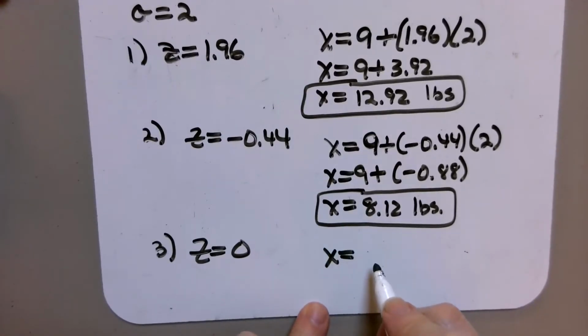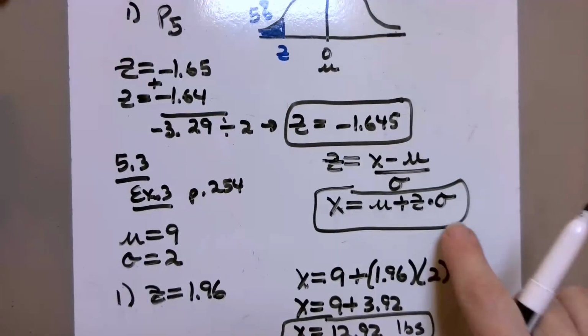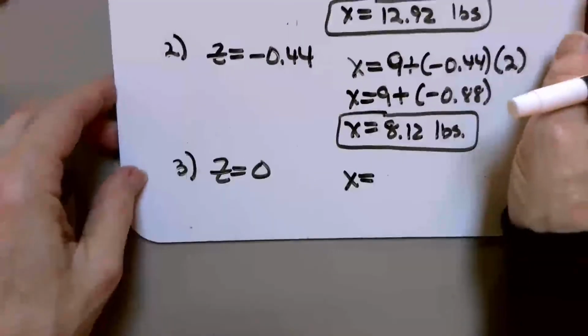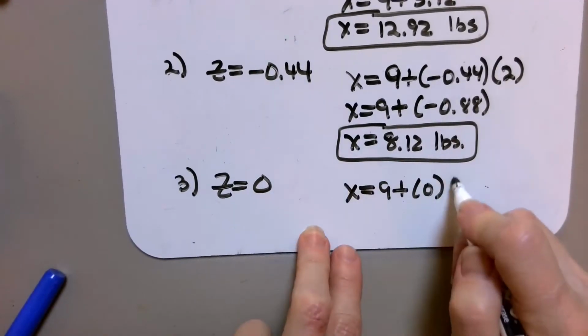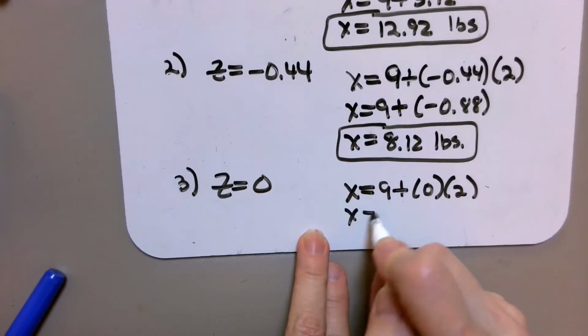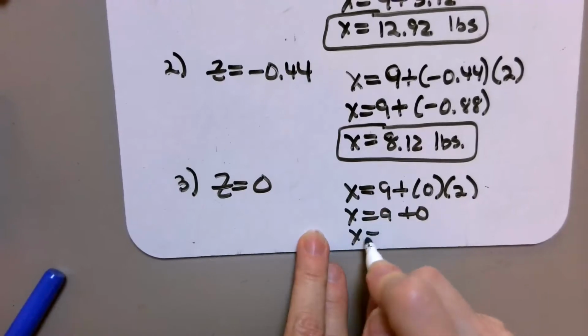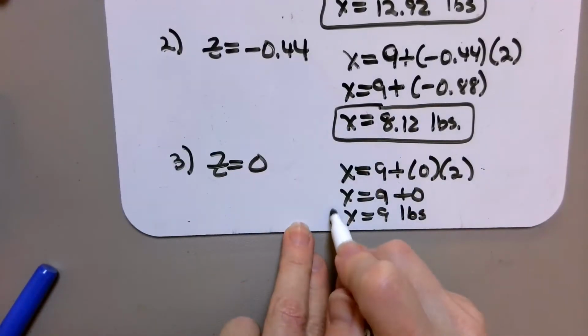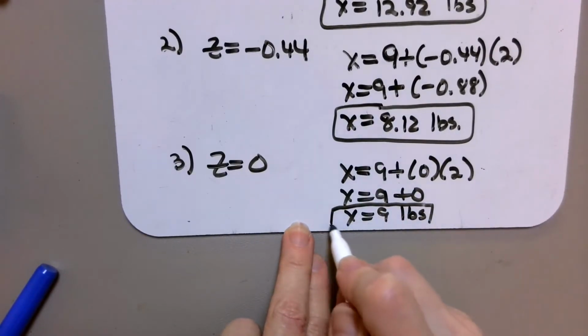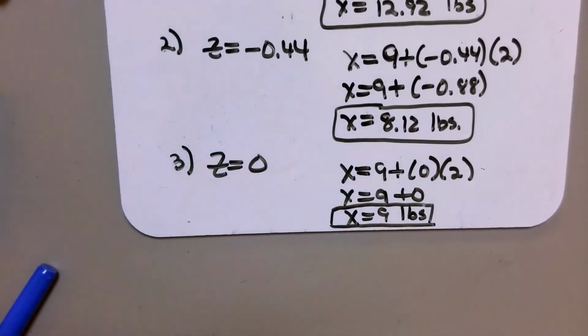So we take x equals, again, this x formula we're using, which is on your formulas page. X equals mu, 9, plus z, which is 0, times sigma, 2. So 9 plus 0. Sure enough, that cat, we'll just call that regular cat, weighs 9 pounds. If the cat is 0 standard deviations from the mean weight, that means the cat is the mean weight of 9 pounds.